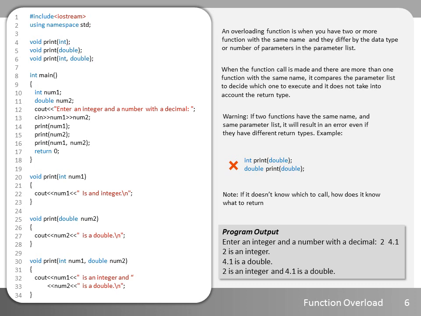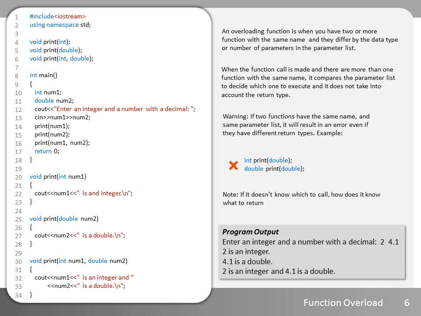The program starts by declaring num1 as an integer variable and num2 as a variable type double. Then it asks to enter a value for num1 and num2. For this example, I entered 2 as the integer and 4.1 as the double.